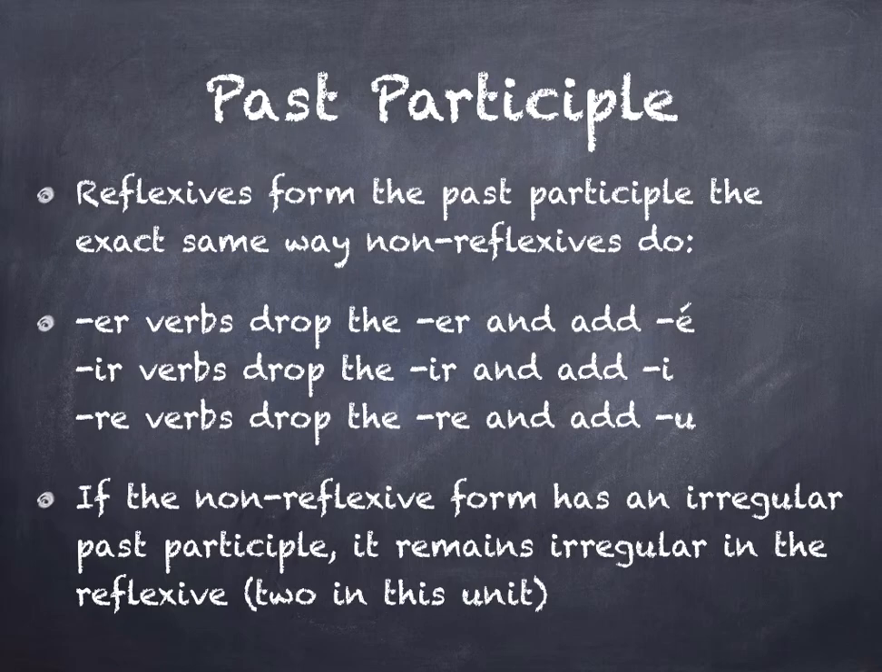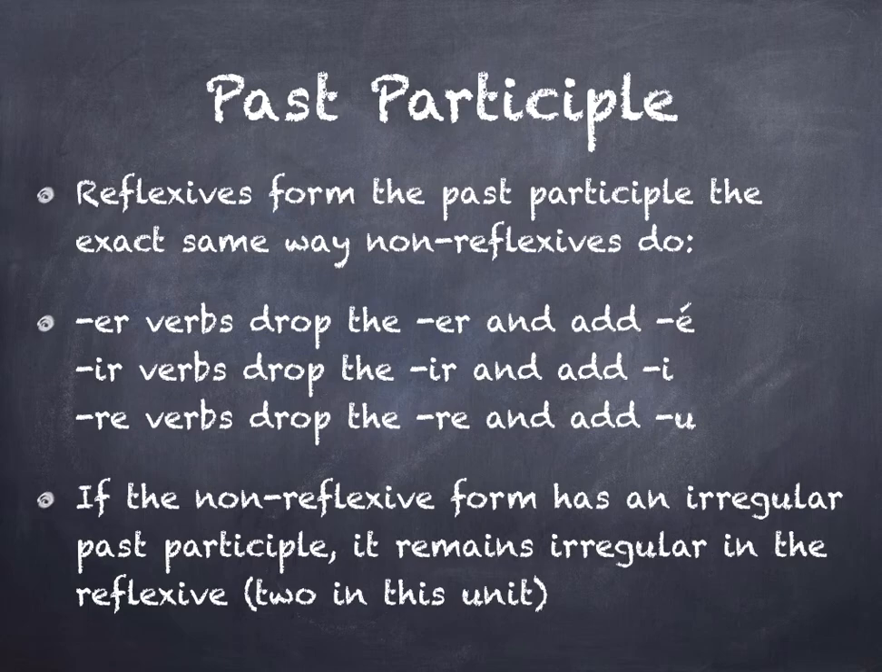Reflexives form the past participle the exact same way that non-reflexives do. A regular ER verb will drop the ER from the infinitive and add é accent aigu. A regular IR verb, we drop the IR from the infinitive and add an I. And a regular RE verb, we drop the RE from the infinitive and add a U.